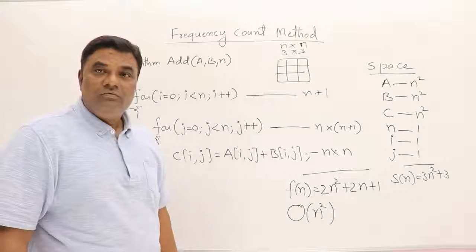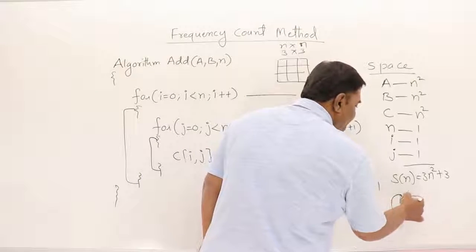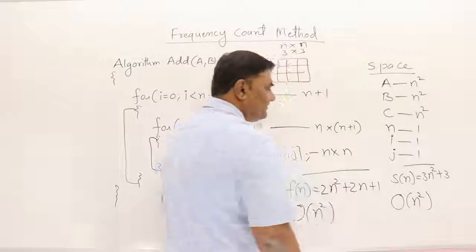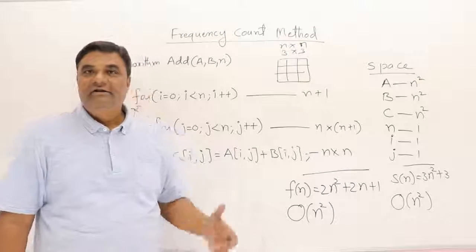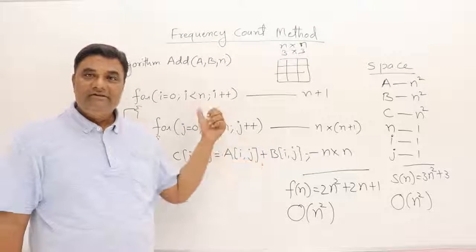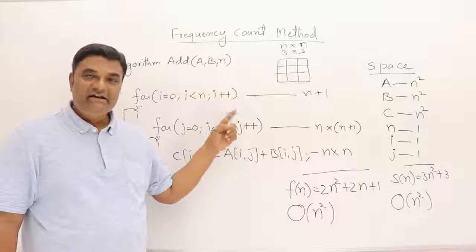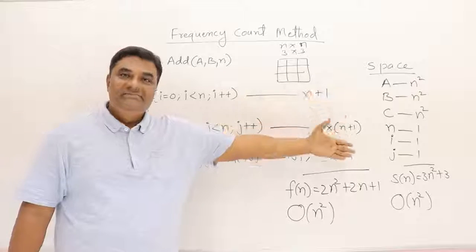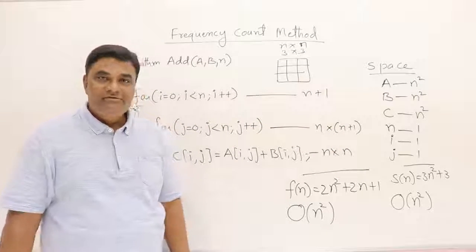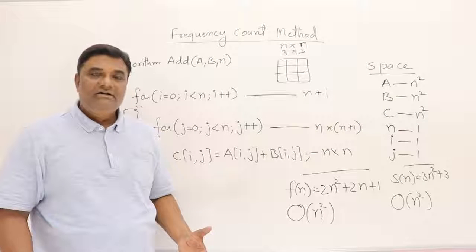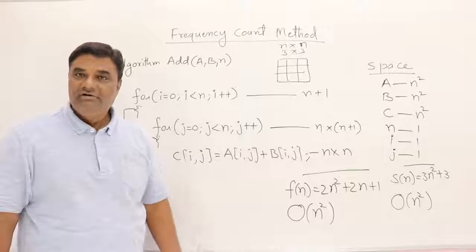Then what is the degree? N square. So space complexity is also n square. So the time and the space complexity of this algorithm is n square. How to find the time complexity, I have shown it here. How to find the space complexity, I have shown it here. For a few algorithms I may be showing. For any other algorithm you can find this by following this approach.